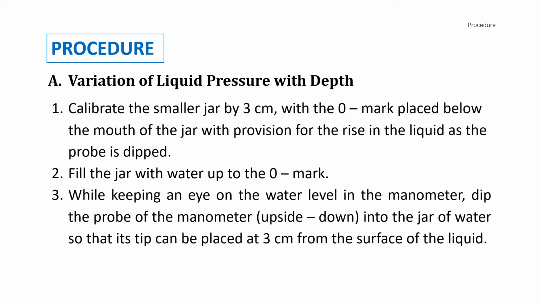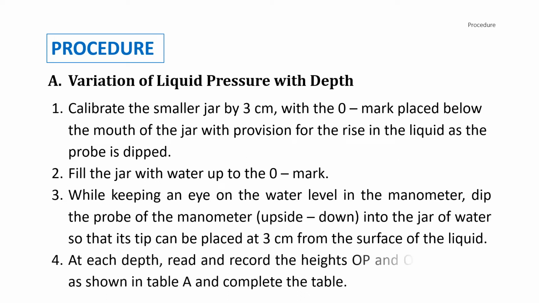While keeping an eye on the water level in the manometer, dip the probe of the manometer upside down into the jar of water so that its tip can be placed at 3 cm from the surface of the liquid. At each depth, read and record the heights OP and OQ. Tabulate as shown in Table A and complete the table.